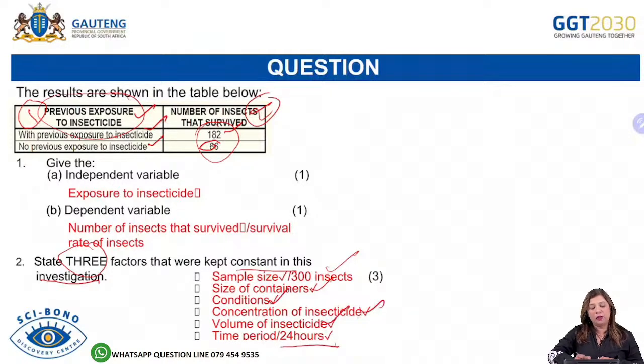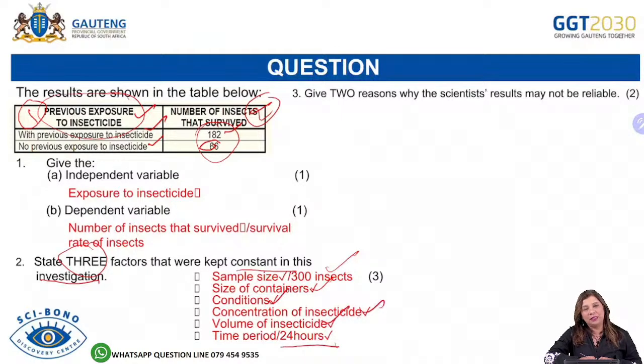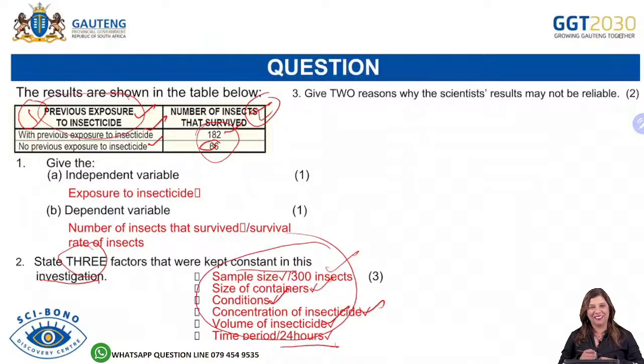Okay, so those are the things that kept it constant. So when we say it is kept constant, that means it makes this whole experiment valid. Okay, it must be valid. The next question is, give two reasons why the scientist's results may not be reliable.